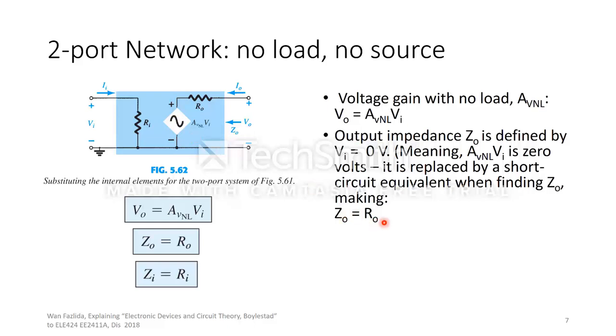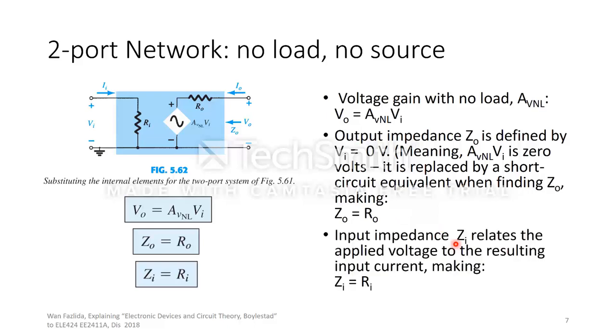You've done this when you did the RE model as well as the MOSFET AC analysis. You may not have realized it, but we have done this, because it is by the theory of the two-port network. The input impedance Z in relates the applied voltage to the resulting input current, meaning V in over I in, by Ohm's law, making input impedance equal to R in.